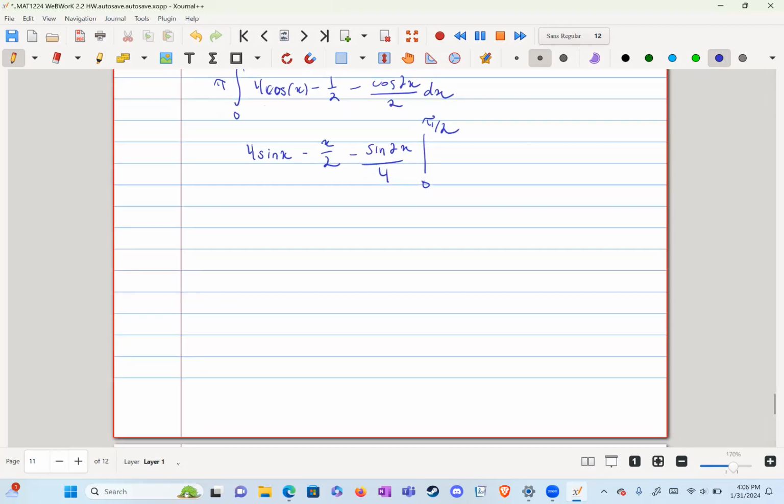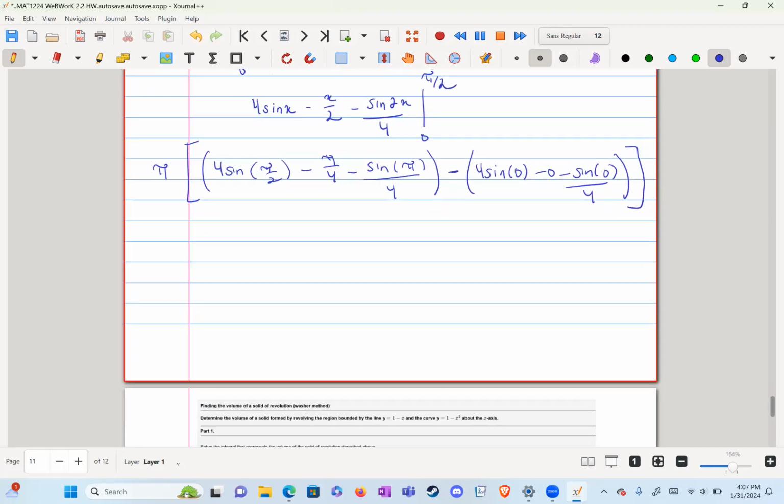Now we just plug this in. 4 sine pi over 2 minus pi over 4, minus sine pi over 4. Pi out front, minus 4 sine of 0 minus 0 minus sine of 0 over 4.